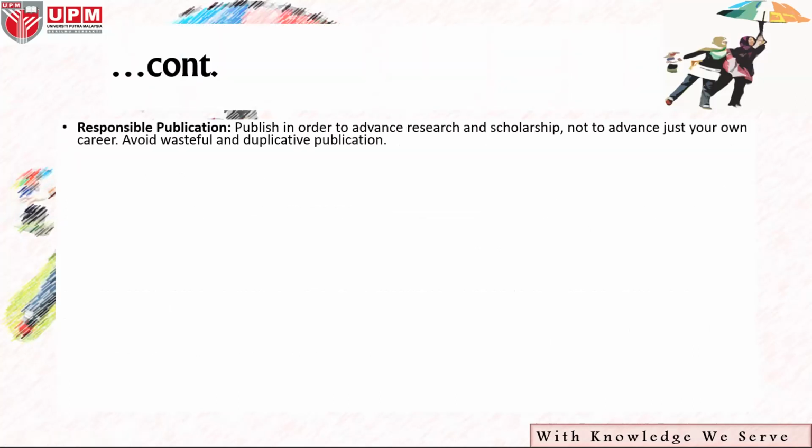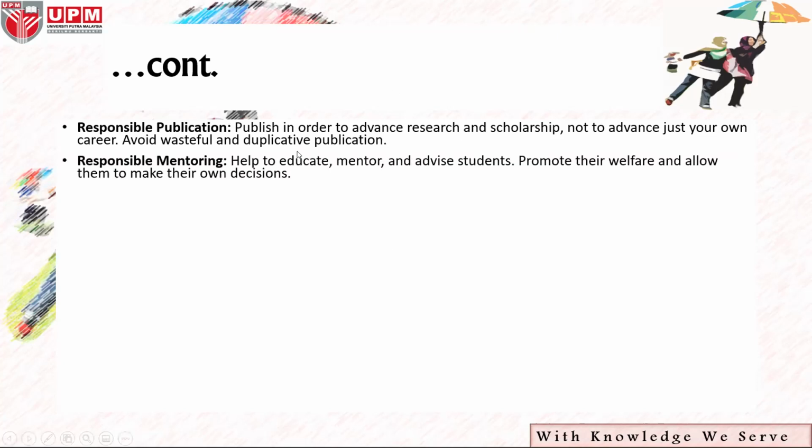And then responsible publication: publish in order to advance research and scholarship, not just to advance your own career. Avoid wasteful and duplicative publication. Duplicative means that you submit a similar article to two different journal publications. Okay, this issue does happen.